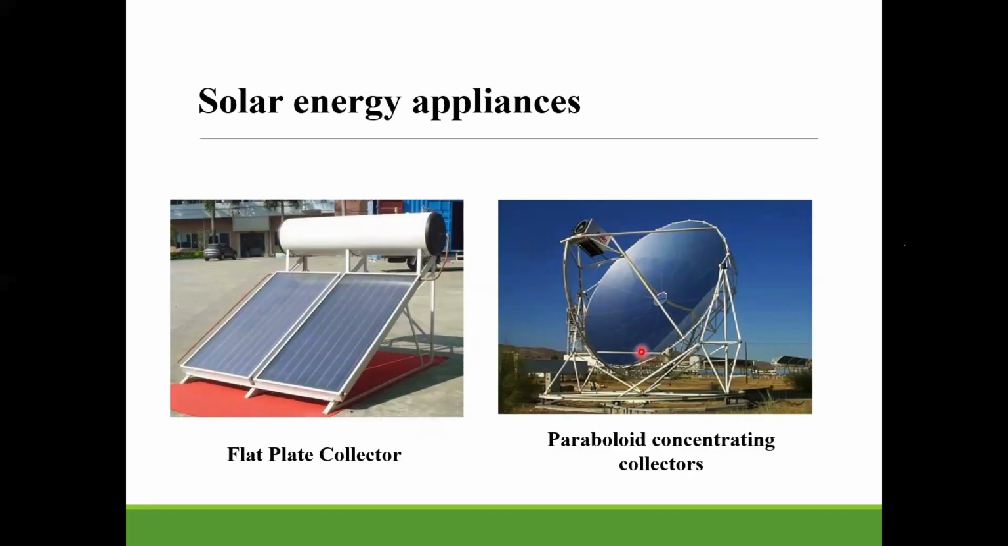Then we will study paraboloid concentrating collectors. This is a concentrating collector. Concentrate means what? This particular chamber you are observing is actually a disc. It will concentrate the solar radiation at a single point, and there the temperatures will be more than 100, 200 degrees Celsius. That heat energy will be used for our applications.